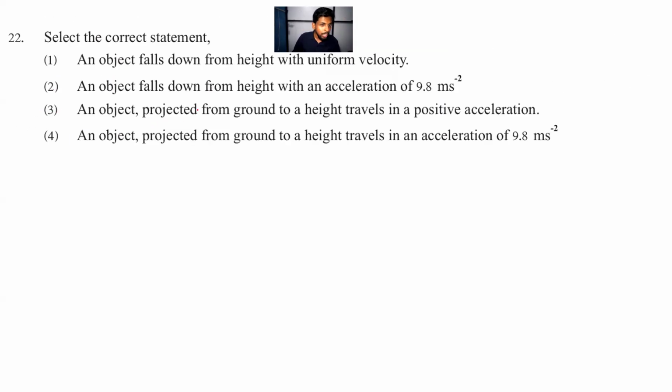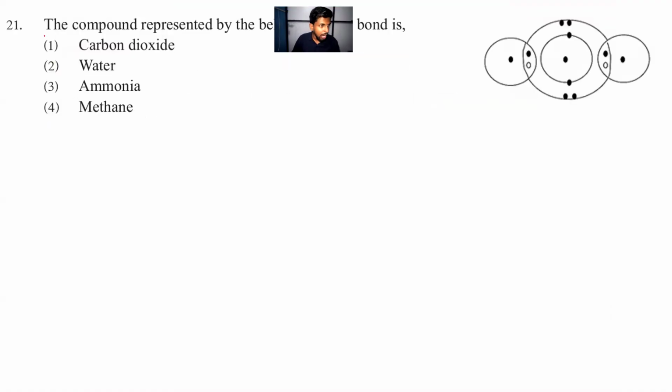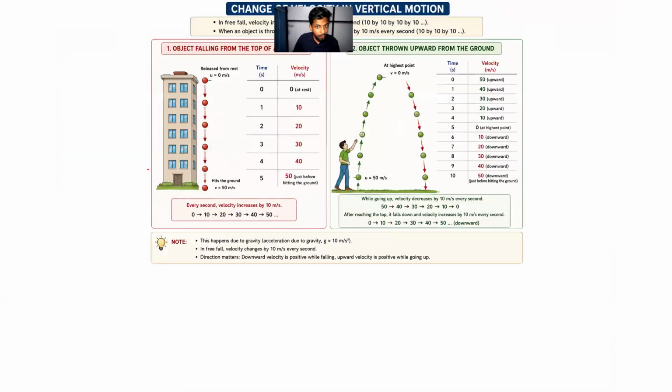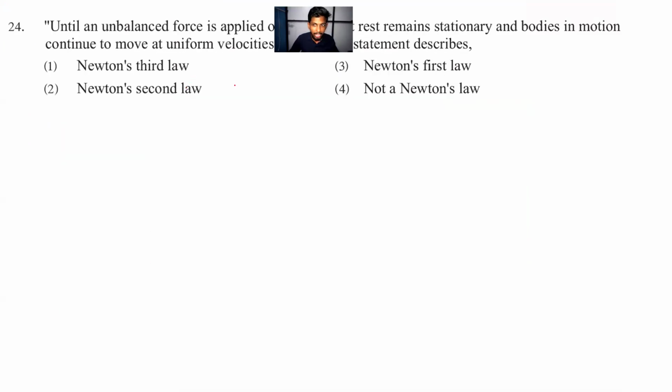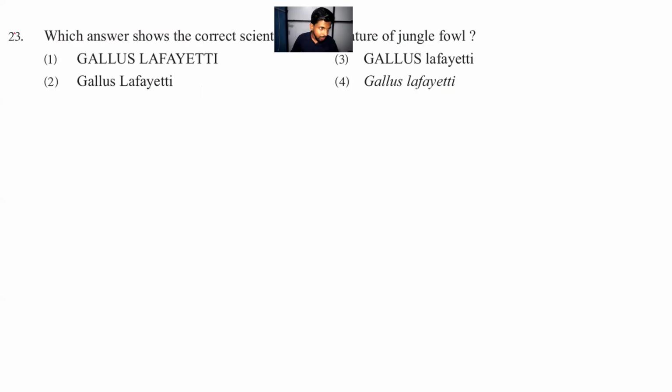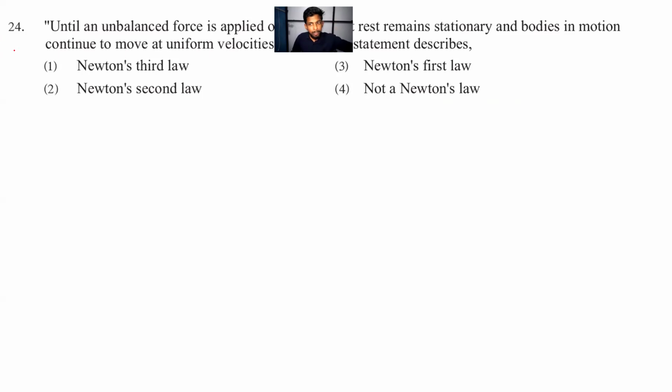We'll move to 22. Already we had discussed it. 21 you can put a cross mark. We haven't studied it yet. 22, we already discussed regarding the velocity time graph, types of velocity time graph. 23, same. You can put a small cross mark here. Now come to question number 24.